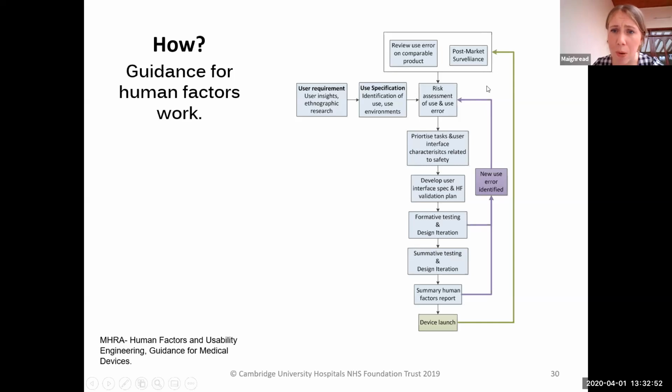You also can look at post-market surveillance on products. You can look it up on the MHRA if there's been any incidents with products. That's all really valuable information to incorporate into your own design.